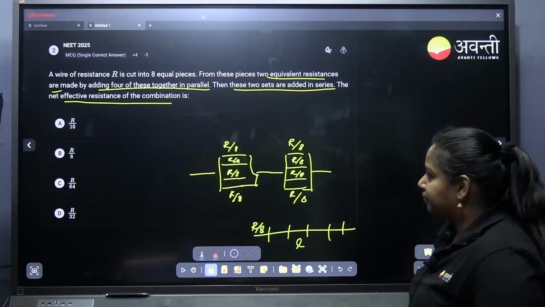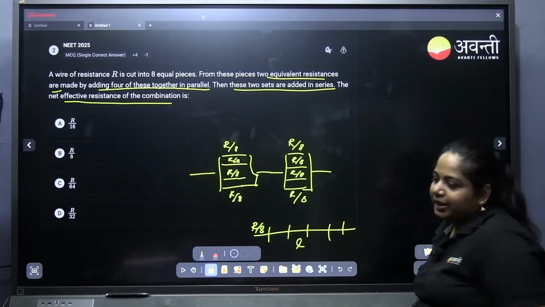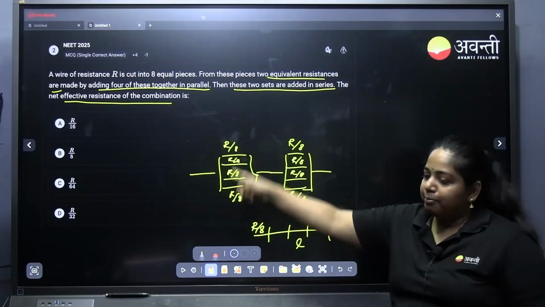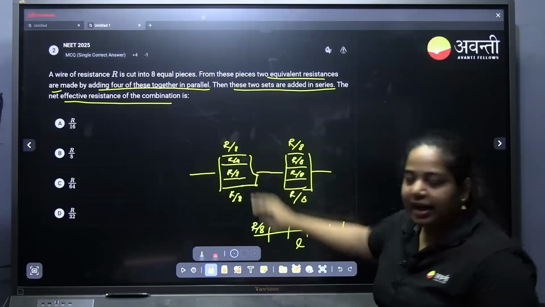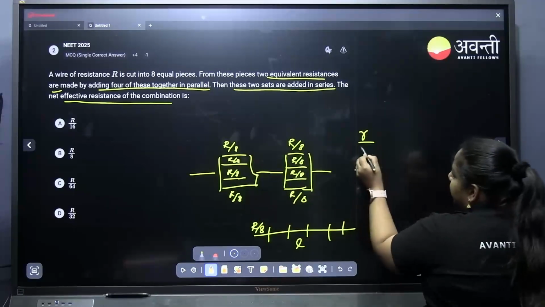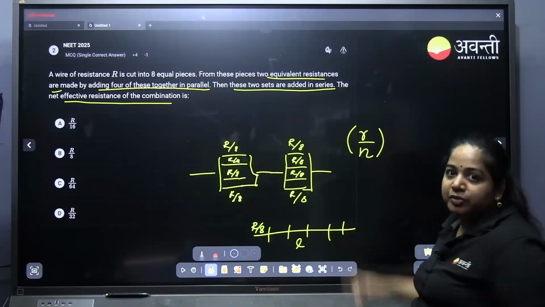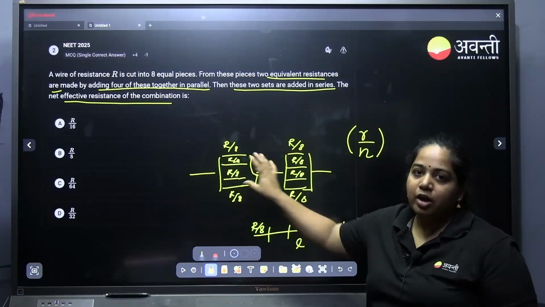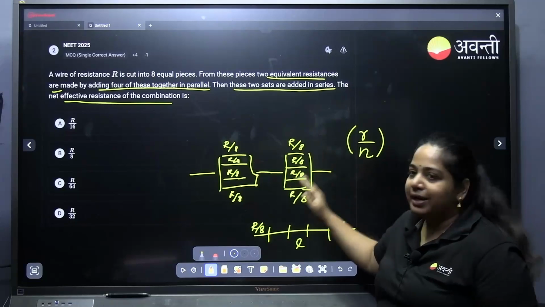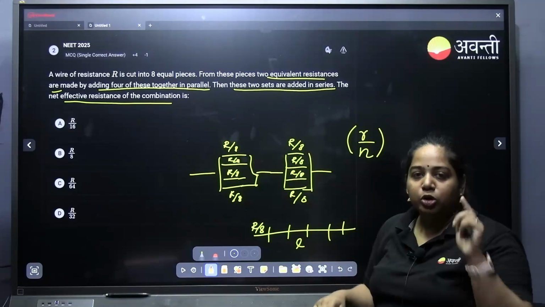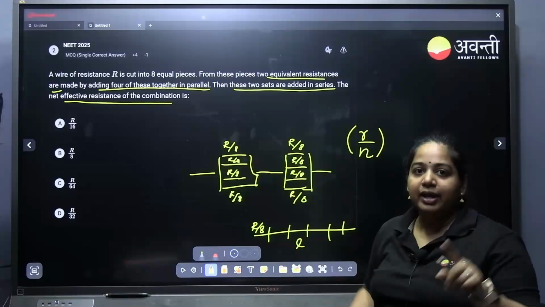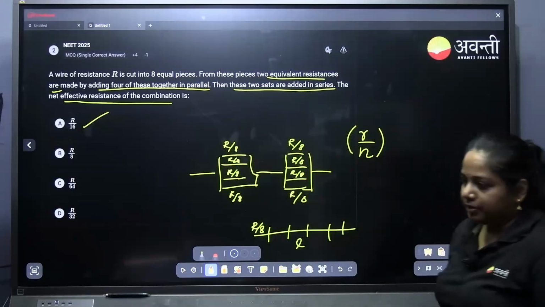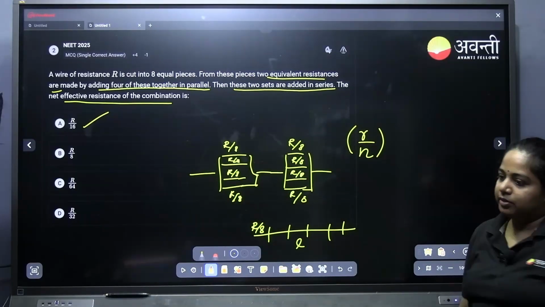R by 16. How are we getting that? For a parallel combination of equal resistors, R divided by the number of resistors is the equivalent resistance. So this will be R by 8 divided by 4, and here also R by 8 divided by 4. When we add them, 2 into R by 8 into 4, so you will get R by 16 as the answer. Is it clear for all? Okay.